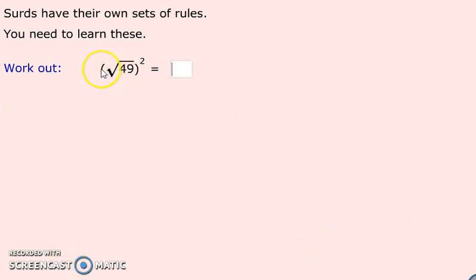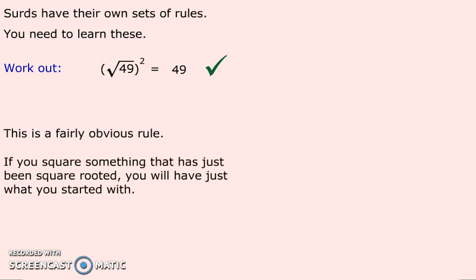So here is another case. Square root of 49, and you do the squaring of that. So what do you think? What is square root of 49? Which is 7. And then what is 7 square? It's 49. Yes, it is 49. Okay, so this is very obvious. It means if you square a square root, you'll get the same number.